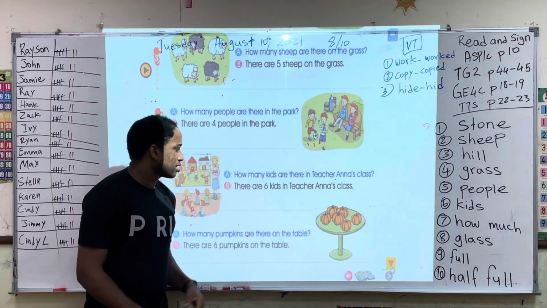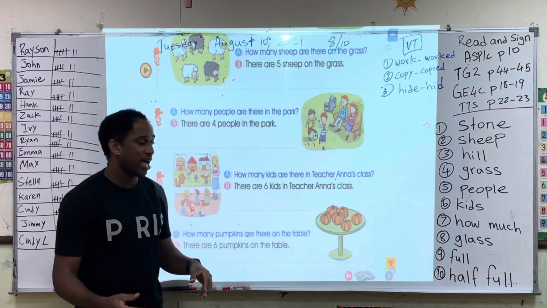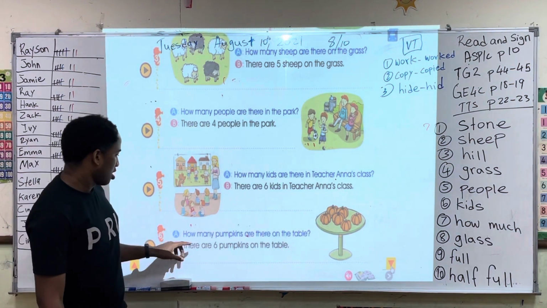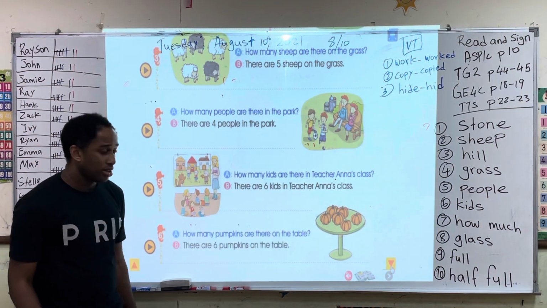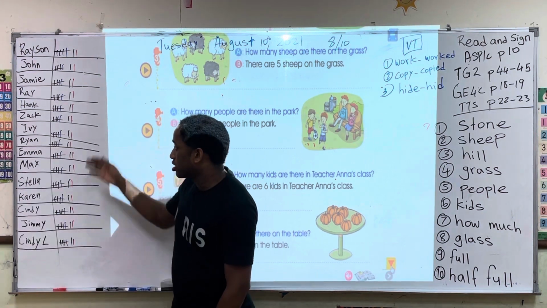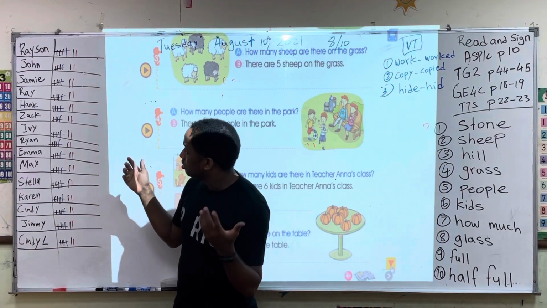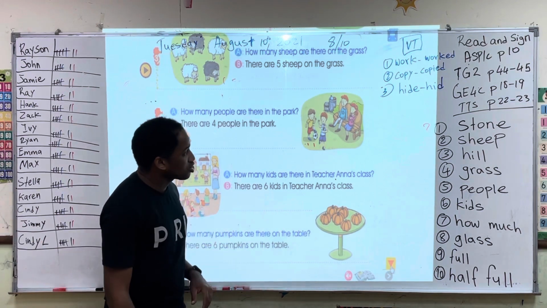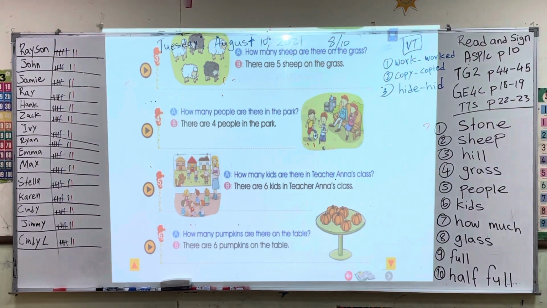How many kids are there in Teacher N's class? There are 6 kids in Teacher N's class. How many pumpkins are there on the table? There are 6 pumpkins on the table. And how many students are there in the class? There are 15 students in the class. Good. Now let us turn to page 19.